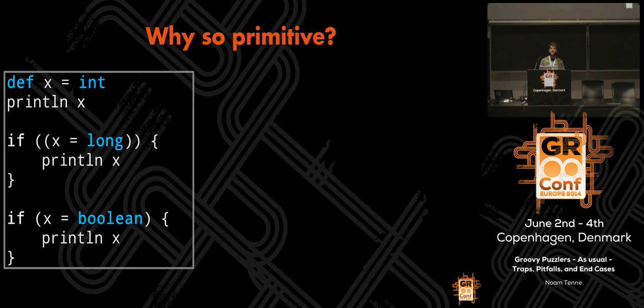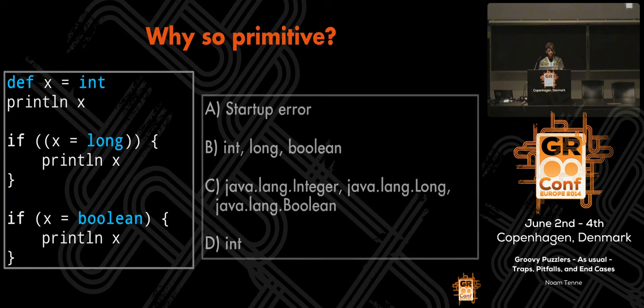Can you assign primitive values to variables? Maybe it's doing the whole auto-boxing, unboxing thing. This is really strange. Couple of hints.